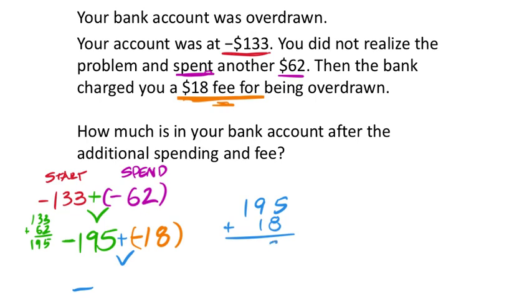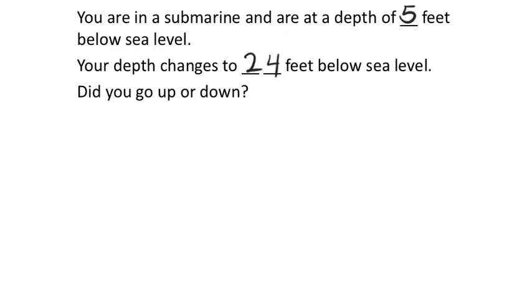5 plus 8 in the ones place value is 13. 1 plus 9 is 10, plus 1 is 11. 1 plus 1 in the tens place value is 2. So now we owe the bank $213. How much is in your bank account after? Oh, so we do want a label on this one. I'll put negative 213. That's it.